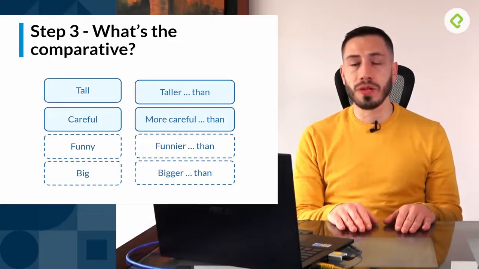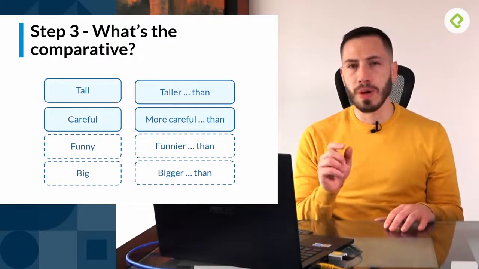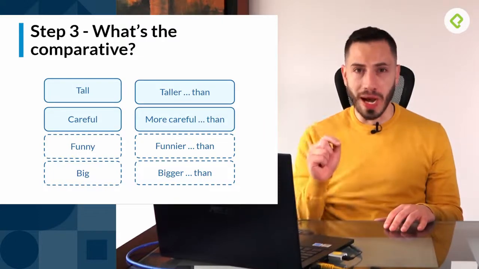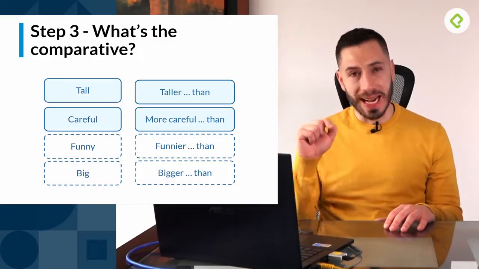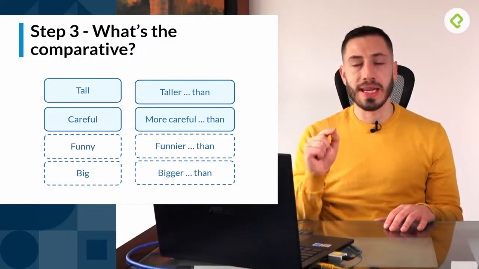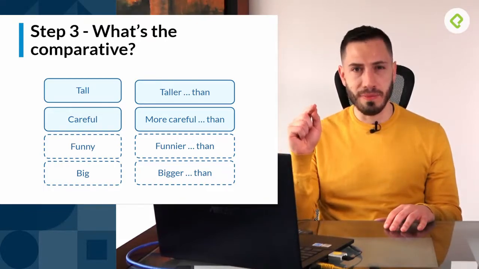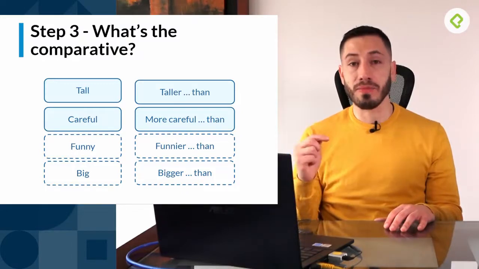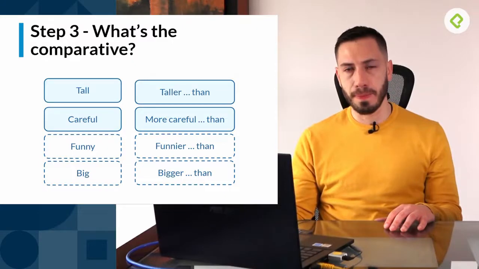There are some exceptions. For example, the word funny has 2 syllables. But when the word finishes on a Y, on the letter Y, you replace that letter for an I, as in I am Jaime, and then you add the ER, as in the first case. Remember with tall? Exactly. So for funny, the comparative would be funnier than.